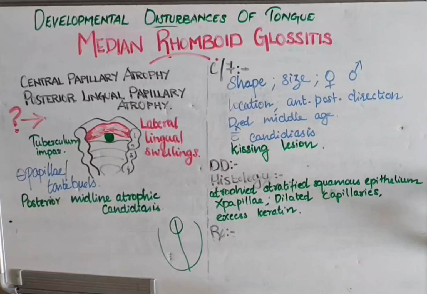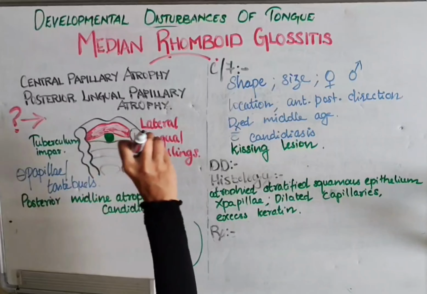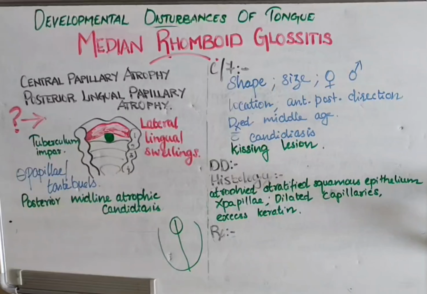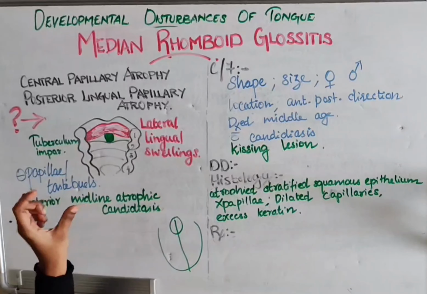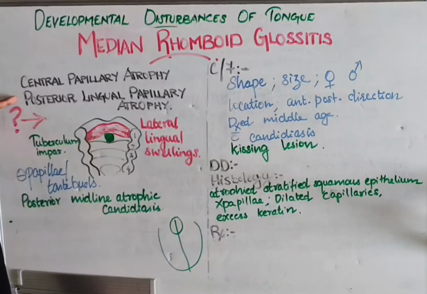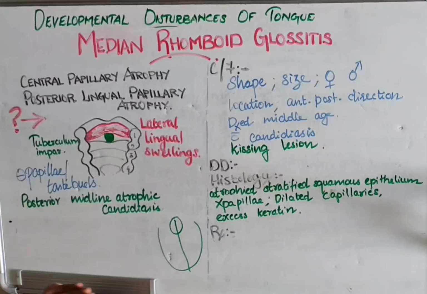We also have two other names, that is central papillary atrophy of tongue and posterior lingual papillary atrophy. From the other names we can understand there is complete papillary atrophy in that region, and it is posterior and also in the midline region. It is central, that is midline, and it is also posterior.